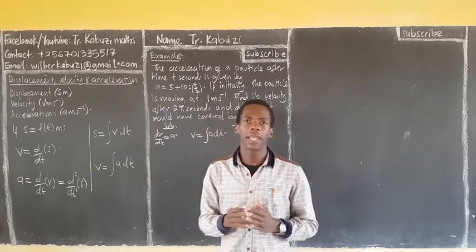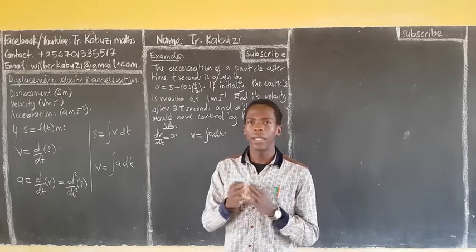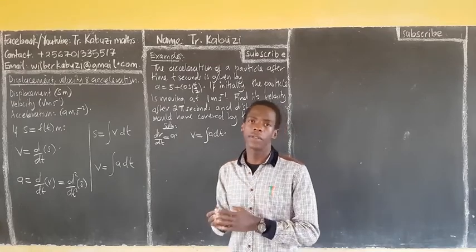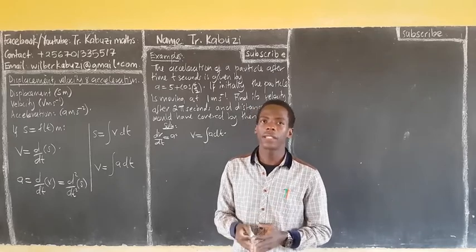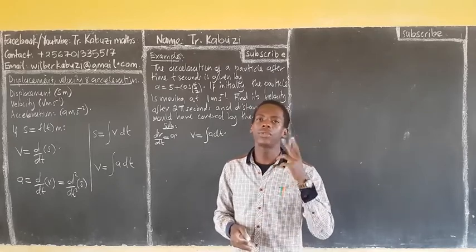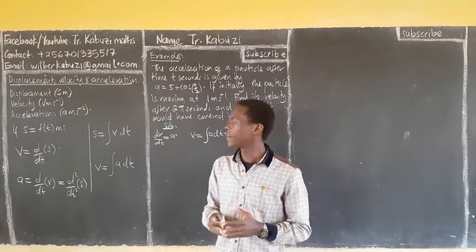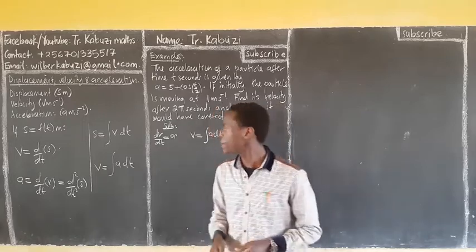Now, you know that if we are given acceleration, to get velocity, you integrate the expression of acceleration. To get displacement, you can either integrate velocity or integrate acceleration twice with respect to time. Anyway, let us see how we handle that now.